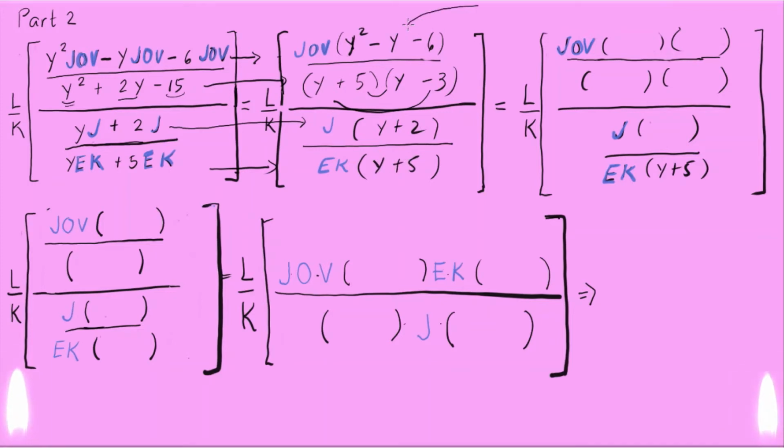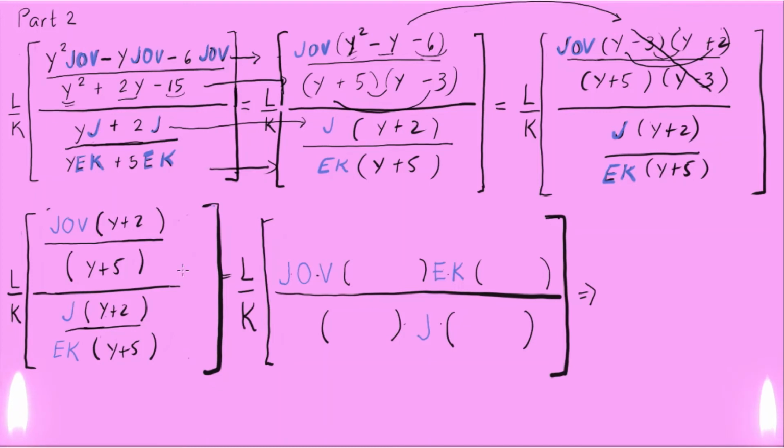Now, let's complete the quadratic trinomial factoring by starting with the y squared, which is y times y, and then for the negative 6, we have negative 3 times positive 2. Again, let's check. Negative 3y plus positive 2y equals the negative y in the middle term. Over y plus 5 times y minus 3, all over j times y plus 2 over ek times y plus 5. Note that y minus 3 can be cancelled because we have this common factor y minus 3. Now, this simplifies the expression into JOV times y plus 2 over y plus 5, all over j times y plus 2 over ek times y plus 5.